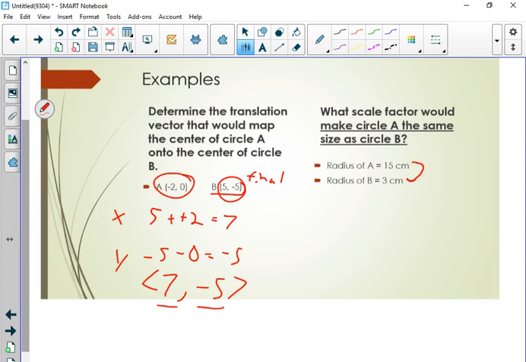Now, we're going to go A to B. We're going from here to here. This is our final. So that always goes on top. And think about it. Going from A to B, we're making it smaller. So it really should be 3 over 15. 15 over 3 wouldn't make sense, because that would reduce to 5, and that is making something bigger. This is 1/5. So if we multiply by a scale factor of 1/5, it's going to get smaller. It is a reduction. And that's it for the notes.